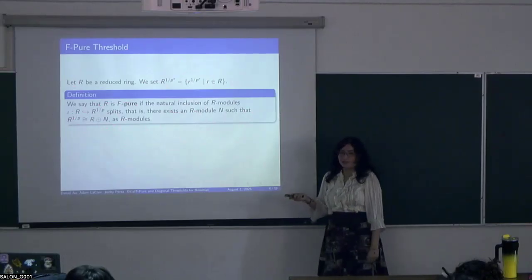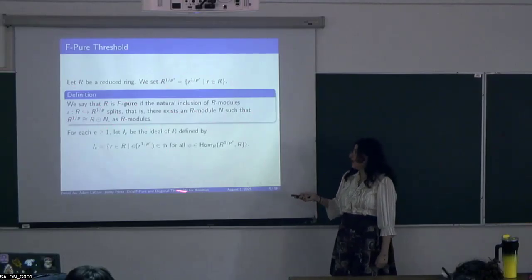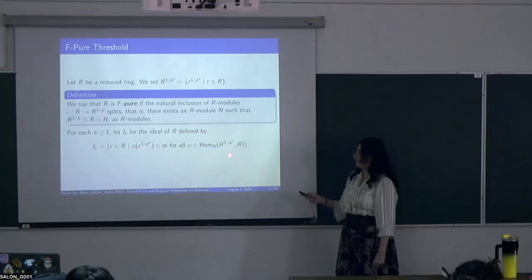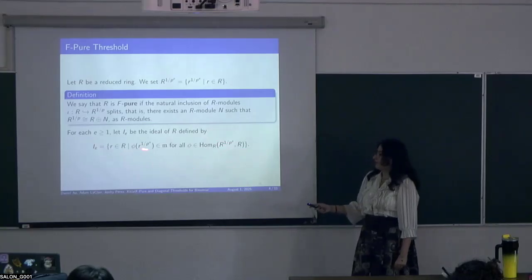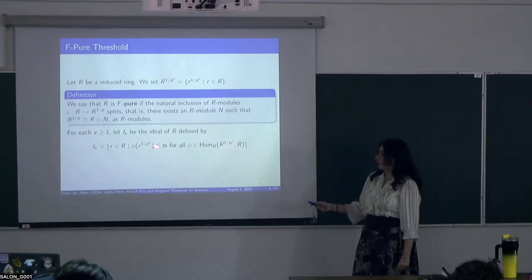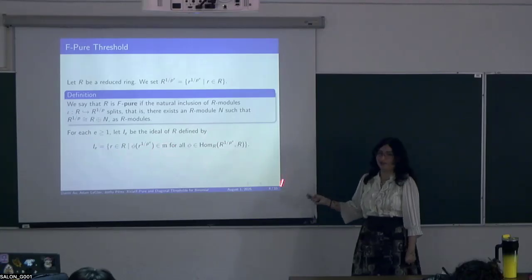We also need another definition, the idea of I_e, that basically is to take all linear maps from R^(1/p^e) to R and check if you apply them to this element, whether it remains in the maximal ideal.